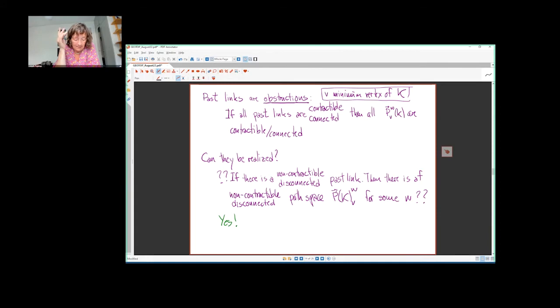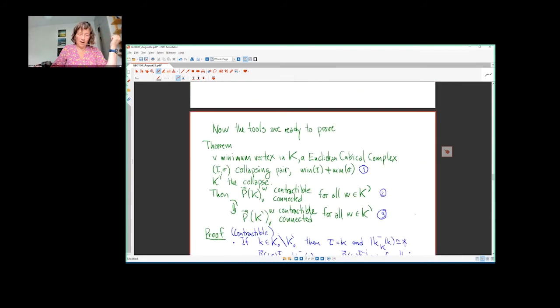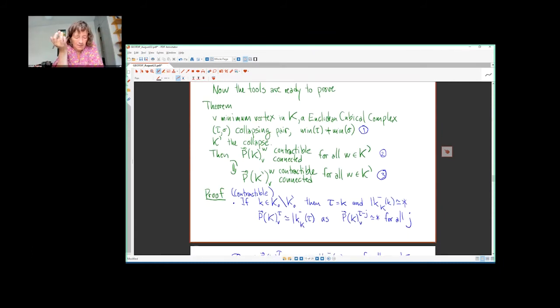I'll get into that in a minute, but let me just show you how that actually gives me my theorem. So now I have the tools, and I've repeated the theorem because otherwise I had to go back in my slides, which I've already written on, so that's not going to work. So this is the setup, right? I have a minimum vertex, I have a Euclidean cubical complex, I have a collapsing pair such that the minimum of tau is not the same as the minimum of sigma, meaning that past links in K and past links in K prime are homotopy equivalent.